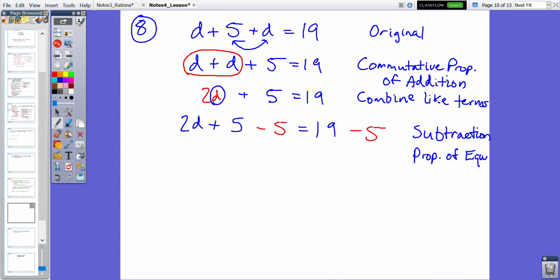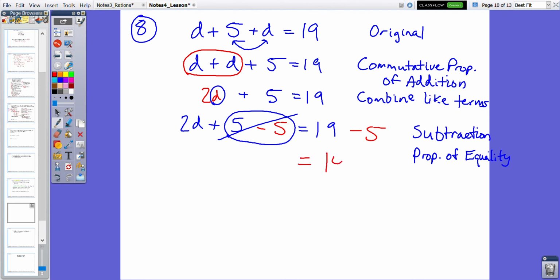Okay, so now here we go again. We have numbers on both sides of the equation that we can go ahead and combine. That means we're going to combine like terms again. So 5 minus 5 becomes 0. They go away because 5 minus 5 is 0. And then 19 minus 5 becomes 14.